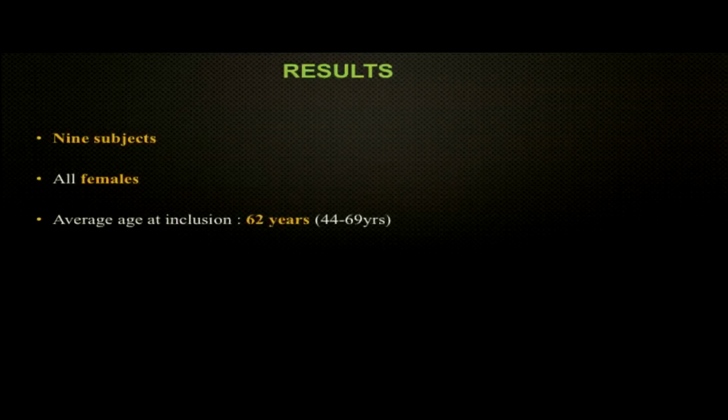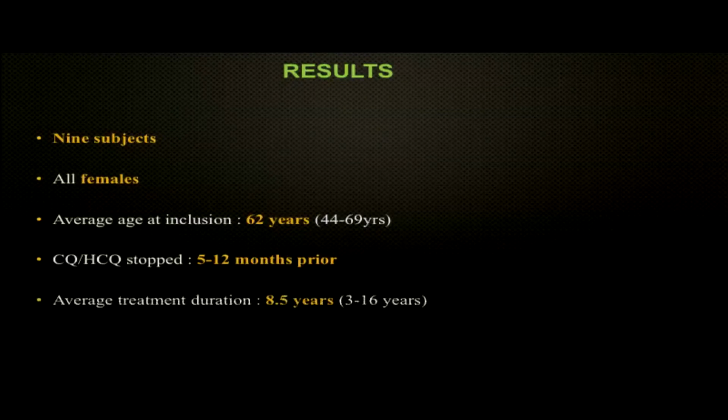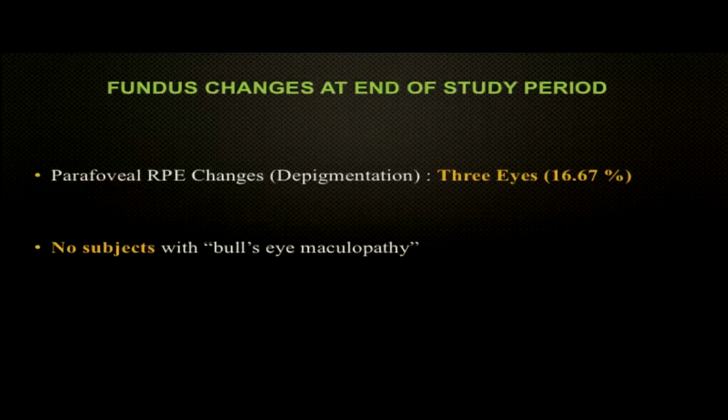Coming to the results. So there were 9 subjects who fitted the inclusion criteria. All of them were females. The average age at inclusion was 62 years, and in all of them the drug had been stopped 5 to 10 months prior to inclusion. And the average treatment duration ranged from 3 to 16 years.